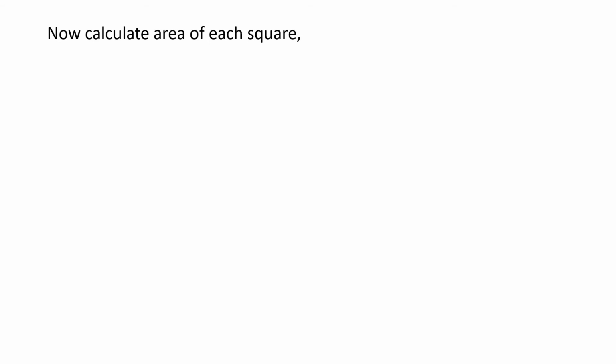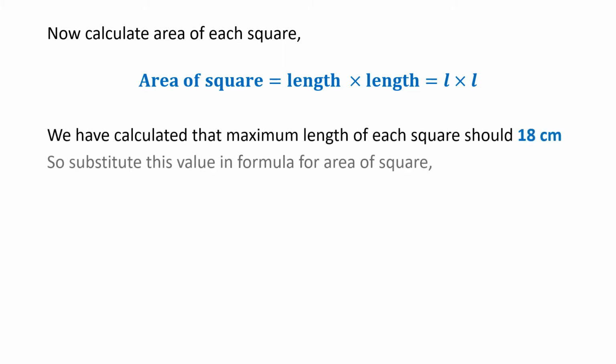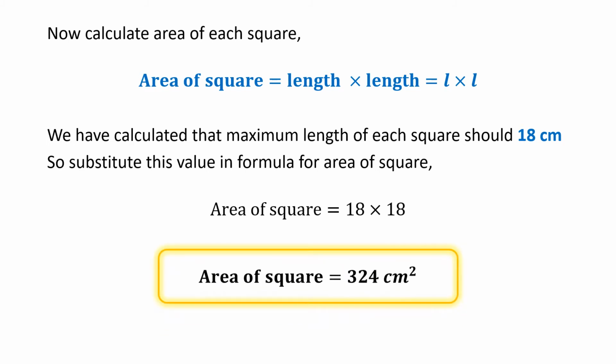Now calculate the area of each square. Area of square is equal to length multiplied by length. We have calculated that the maximum length of each square should be 18 cm, so substitute this value in the formula for area of square. So, the area of each square is equal to 324 cm square.